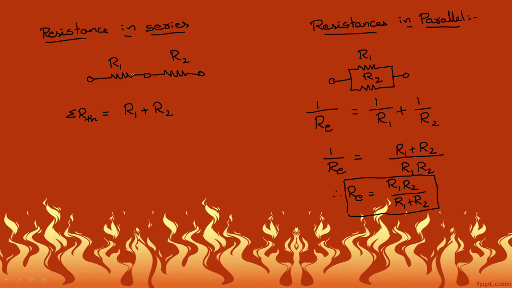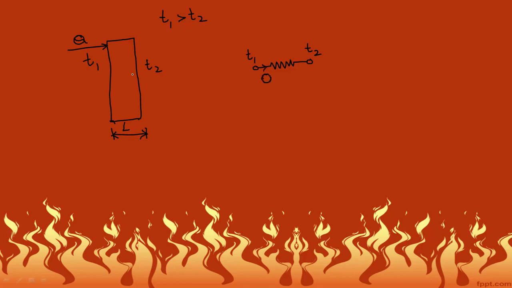Now, how do we represent this thermal resistance? Let us consider there is a plain wall like this. One side of the wall is at temperature T1, the other side is at temperature T2. If T1 is greater than T2, heat flows in this particular direction, and you can consider this as the thickness L. Now, this same diagram can be represented in the form of a resistor like this. Here, this side is at temperature T1 and here it is at temperature T2. Heat is flowing in this direction.